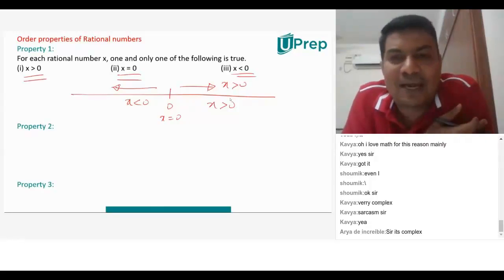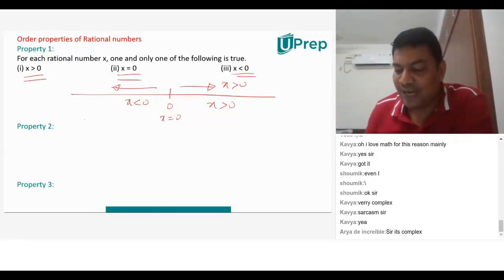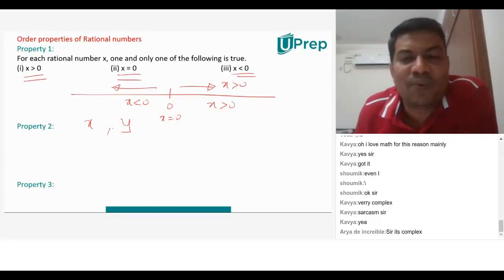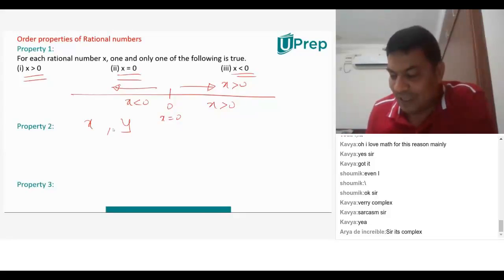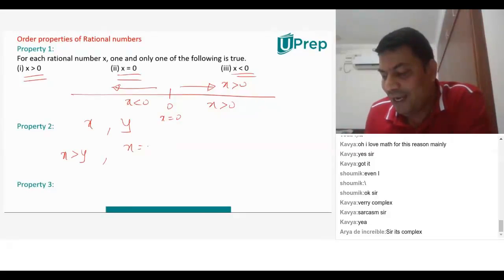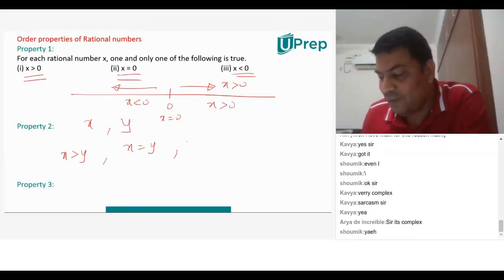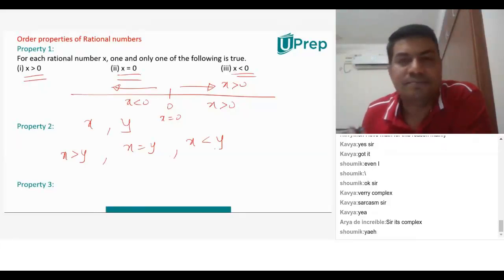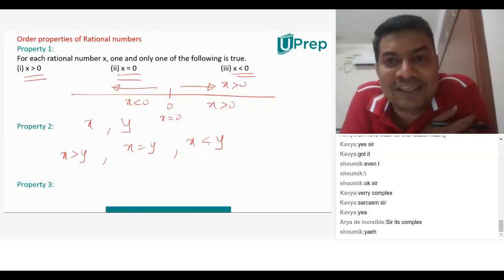That's wonderful. So similarly, if you have two rational numbers, x and y, what will be the relation between them? Either x will be greater than y, or x will be equal to y, or x will be less than y. Wonderful. Even this is a great knowledge.